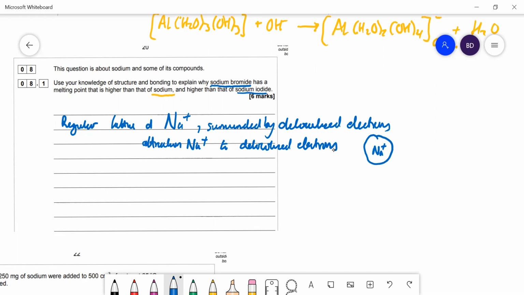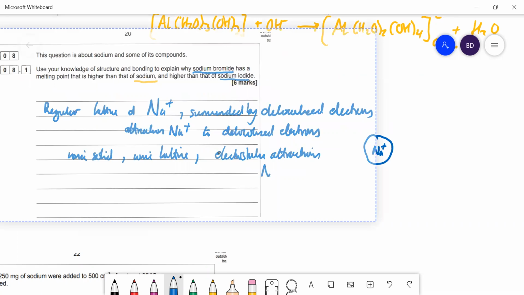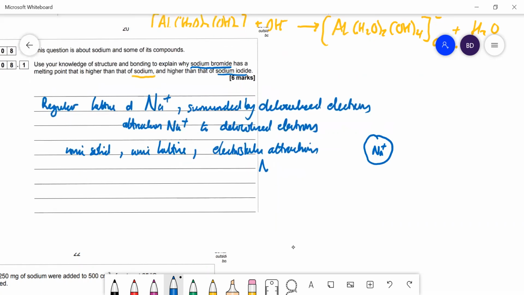Right, why have you got such a high melting point in sodium bromide? Well, sodium bromide is an ionic solid, so it exists as an ionic lattice. Strong electrostatic attractions, I would say, between the positive Na plus ions and the negative Br minus ions.